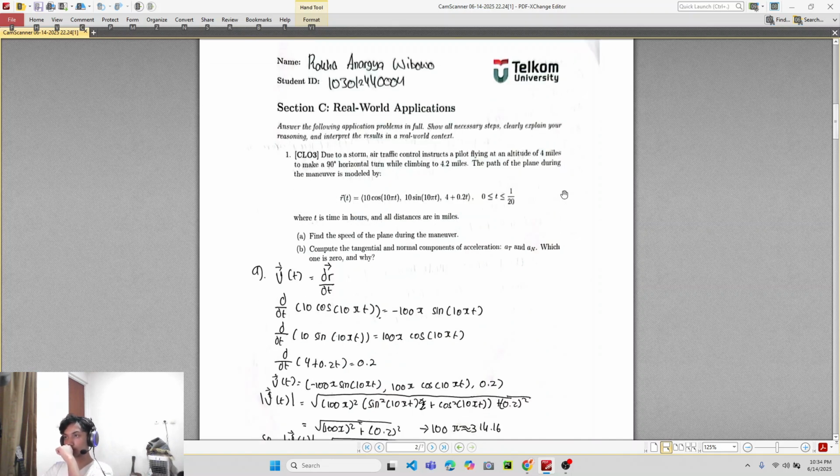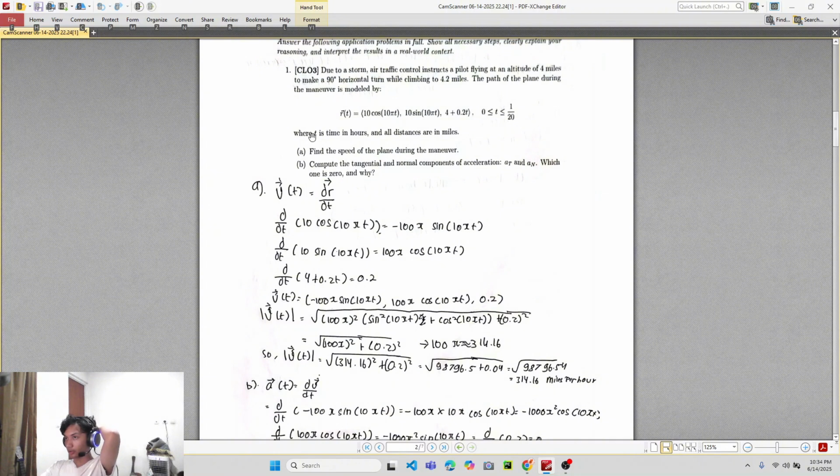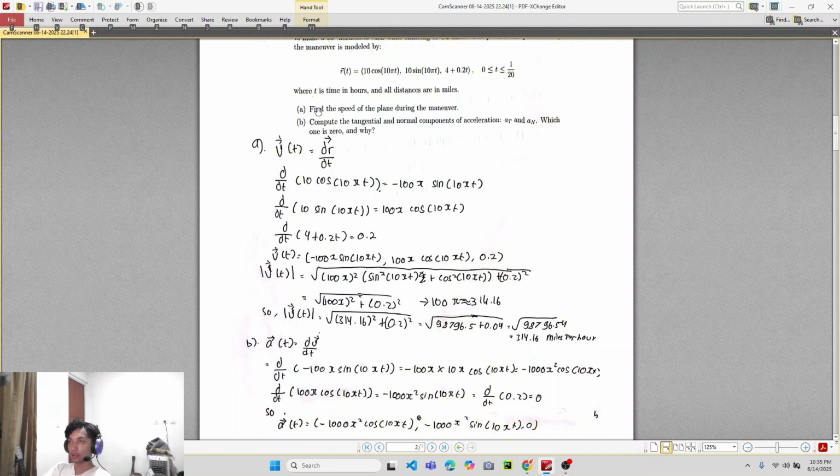So, as for the first question, we need to find the given path of the plane. The storm electric instructs a pilot flying at an altitude of 4 miles to make a 90-degree horizontal turn while climbing to 4.2 miles. The path of the plane is modeled by the equation r(t) = <10 cos 10πt, 10 sin 10πt, 4 + 0.2t>, where t is greater than or equal to 0 and smaller than or equal to 1/20. So first we need to find the speed of the plane during the maneuver.